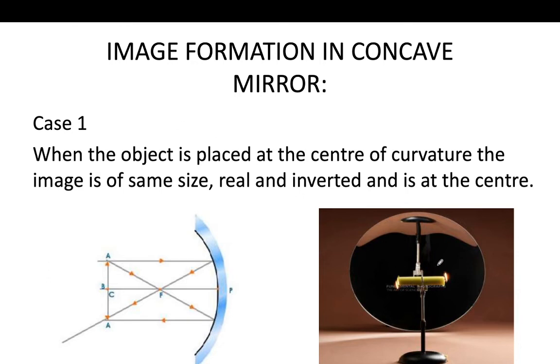For example, this is the mirror, and you can see that the image is of the same size, so it seems real, but it is inverted. See, the fire was here and in the image you can see the fire. So this means the object is placed at the center of curvature. If the object is placed on the center of curvature, then the image will be of the same size but inverted.